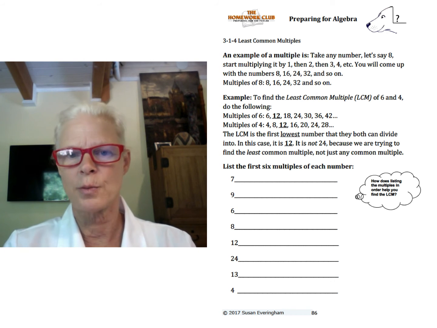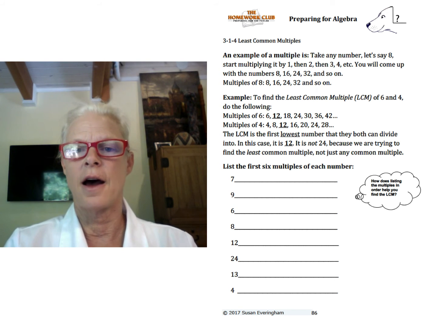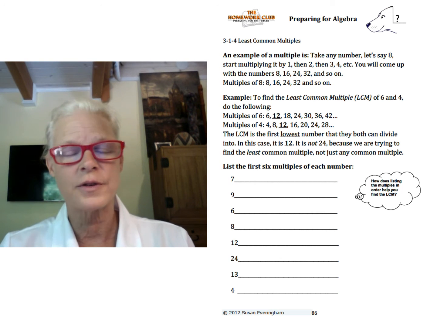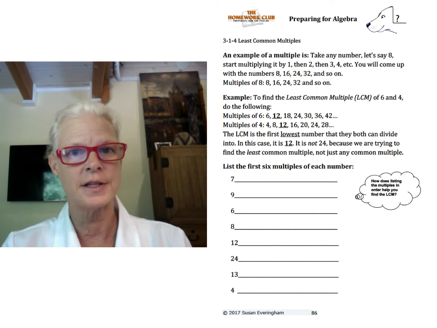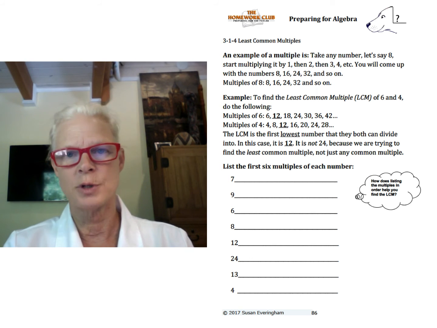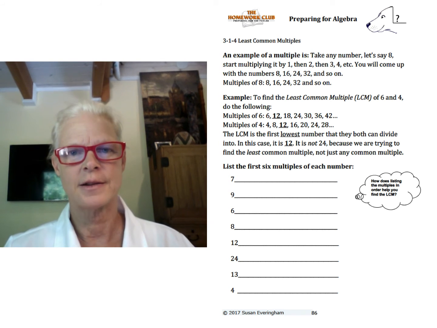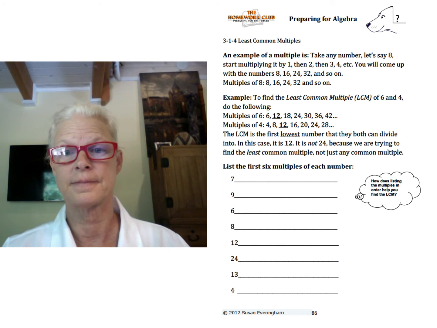The least common multiple is the lowest number that two numbers can divide into. So in this case, it's the number 12, not the number 24, the least common multiple. But for right now, what I want you to do is just to go ahead and find 6 multiples of the following numbers. So 7 times 1 is 7, 7 times 2 is 14, and so on, right? Great. We'll go on to the next page. Go ahead and finish this and continue.